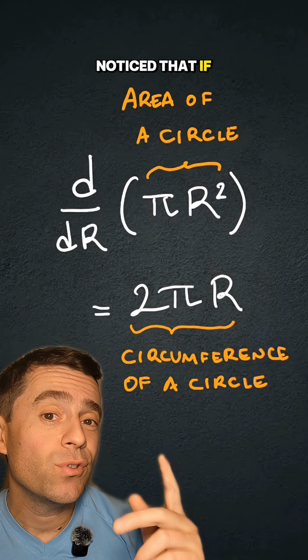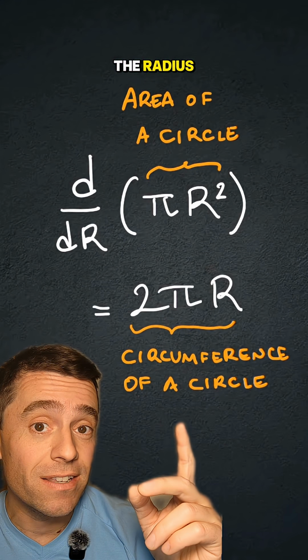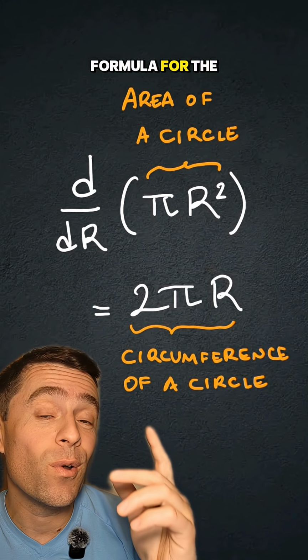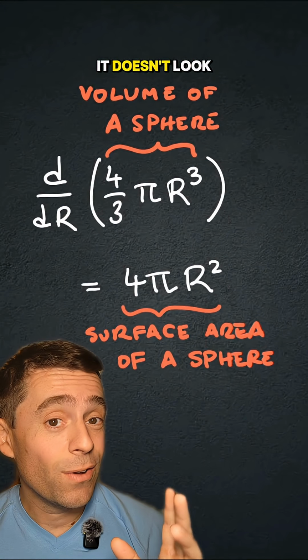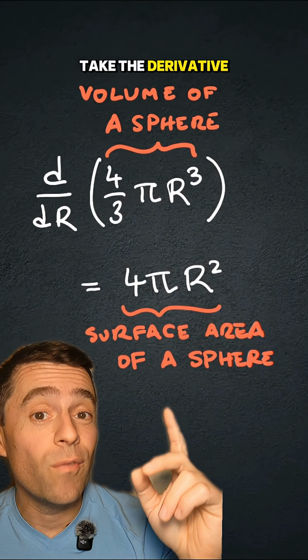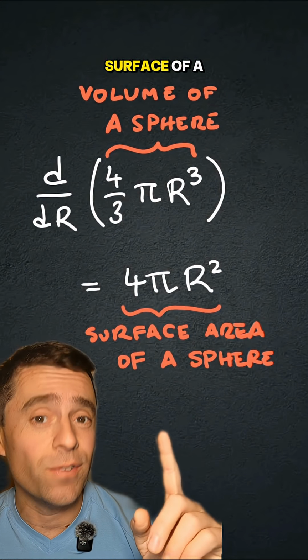Have you ever noticed that if you take the derivative of the formula for the area of a circle with respect to the radius, you get the formula for the circumference of the circle? Is this just a coincidence? It doesn't look like a coincidence, because when you take the derivative of the formula for the volume of a sphere, you get the formula for the surface of a sphere.